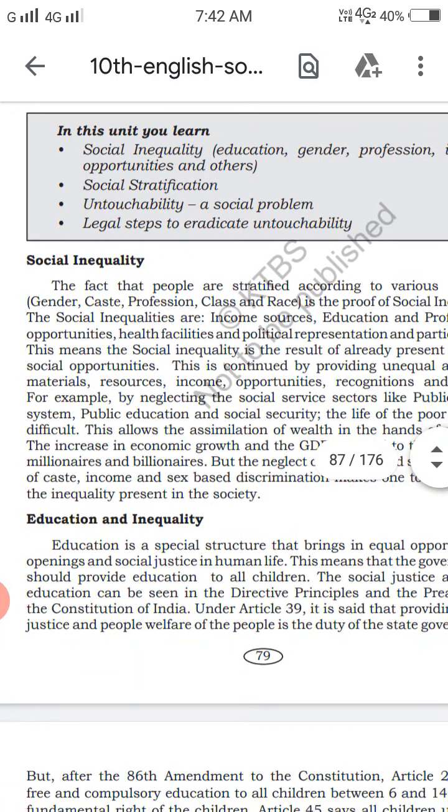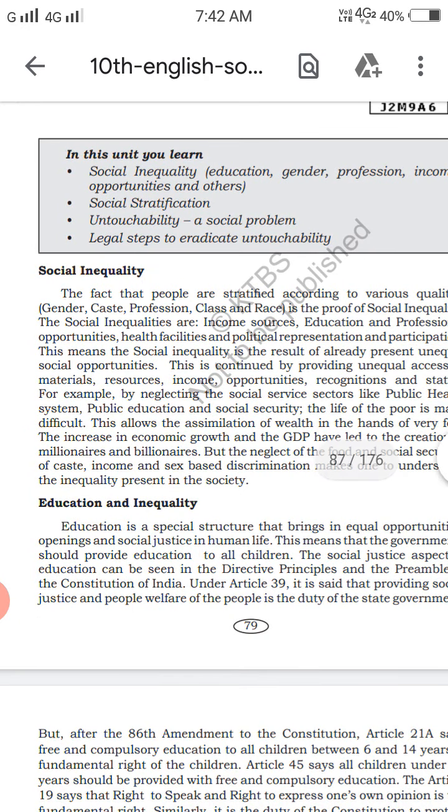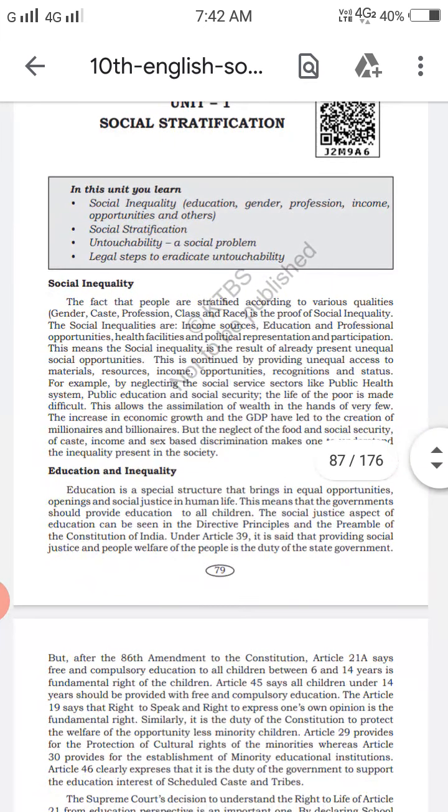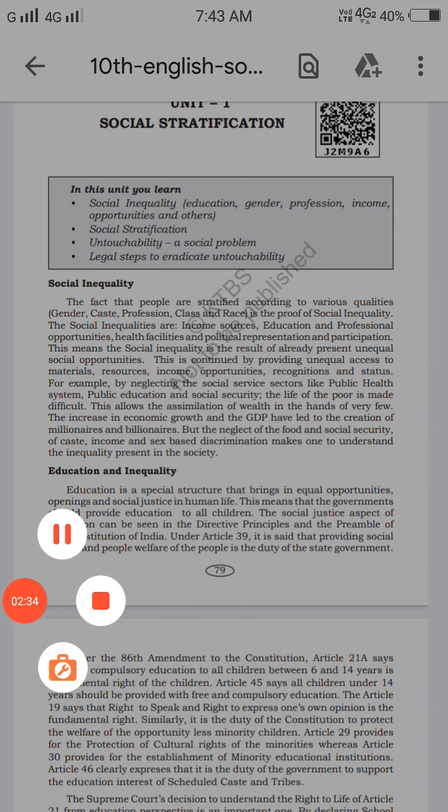The fact that people are stratified according to various qualities: gender, caste, profession, class, and race is the proof of social inequality. The social inequalities are in income source, education, professional opportunities, health facilities, and political representation and participation. This means social inequality is the result of already present unequal social opportunities.